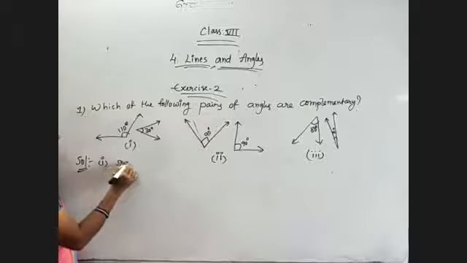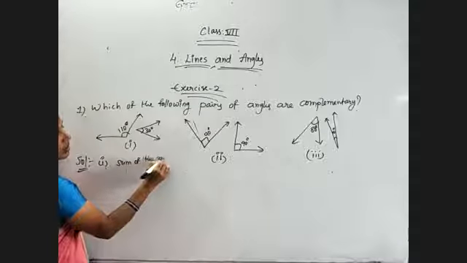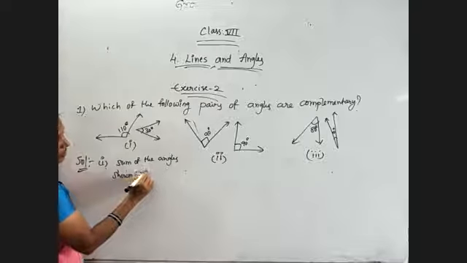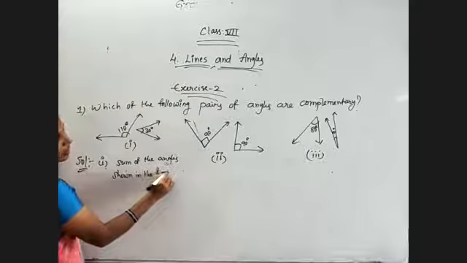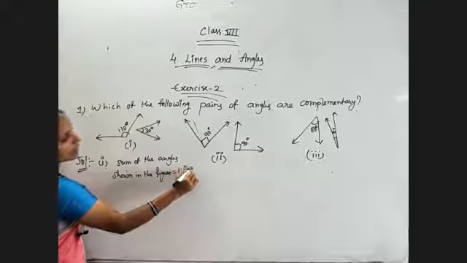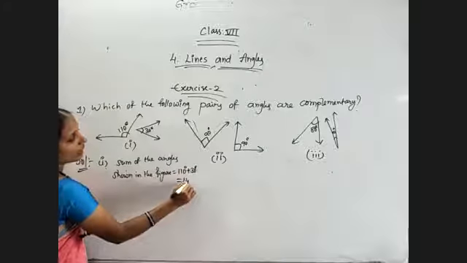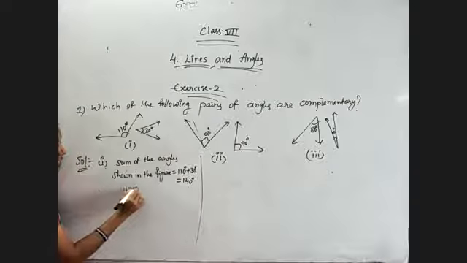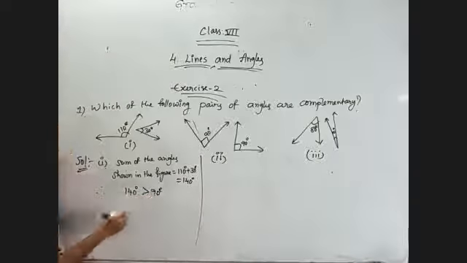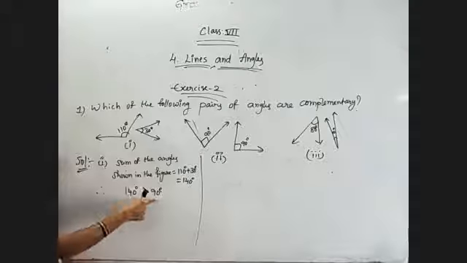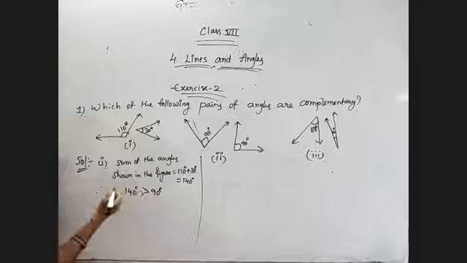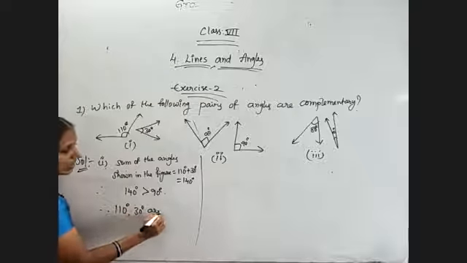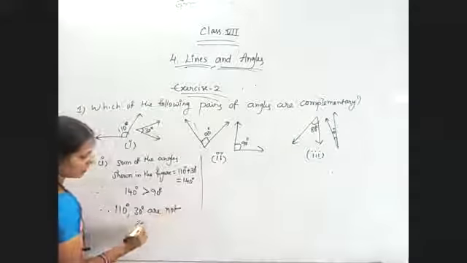Sum of the angles shown in the figure is equal to 110 degrees plus 30 degrees, which is equal to 140 degrees. Yes? Therefore, 140 degrees is greater than 90 degrees. Because complementary angles we are checking, so for equal to 90 we must check. Therefore, 110 degrees and 30 degrees are not complementary angles.